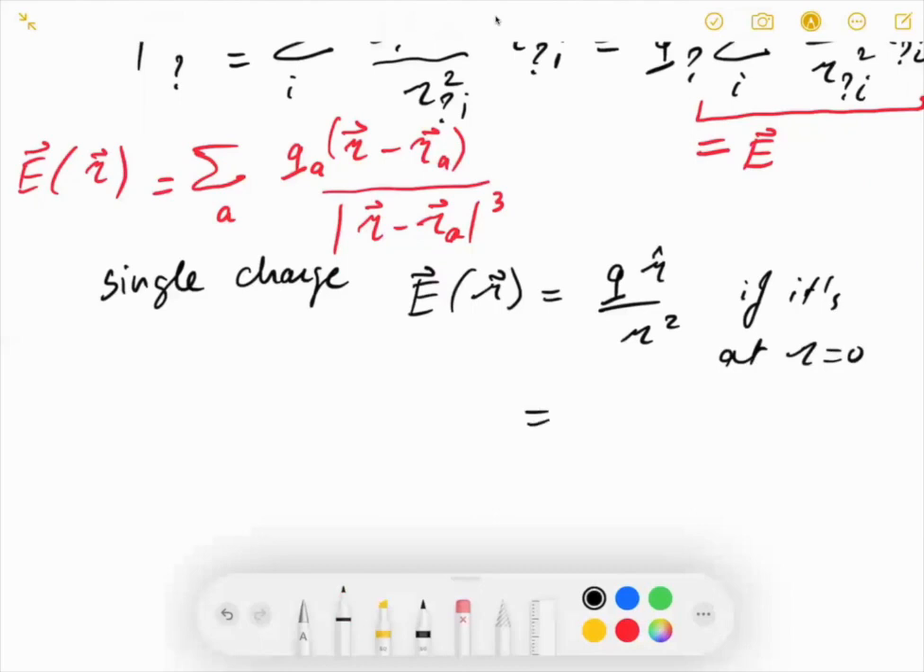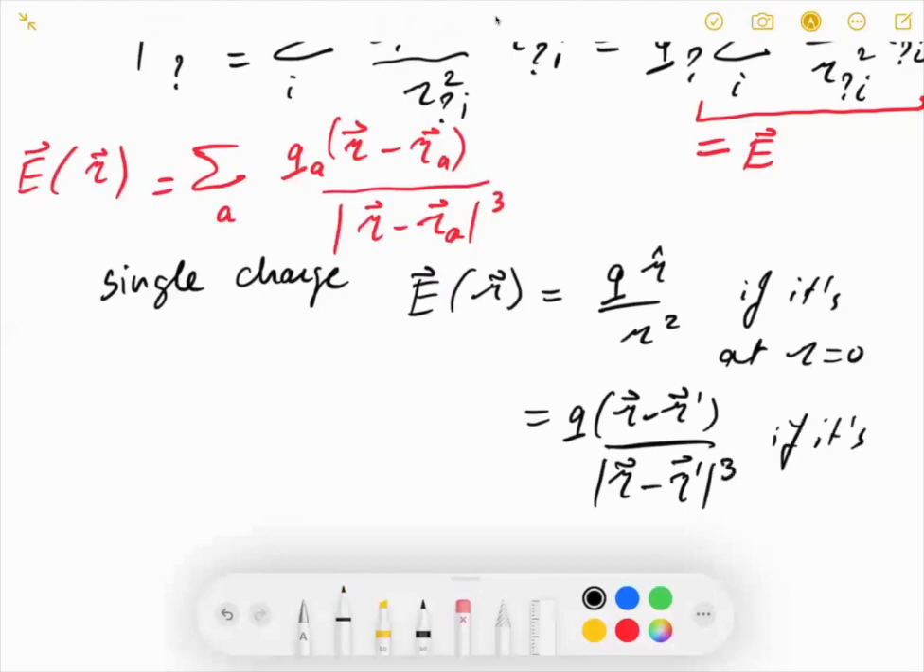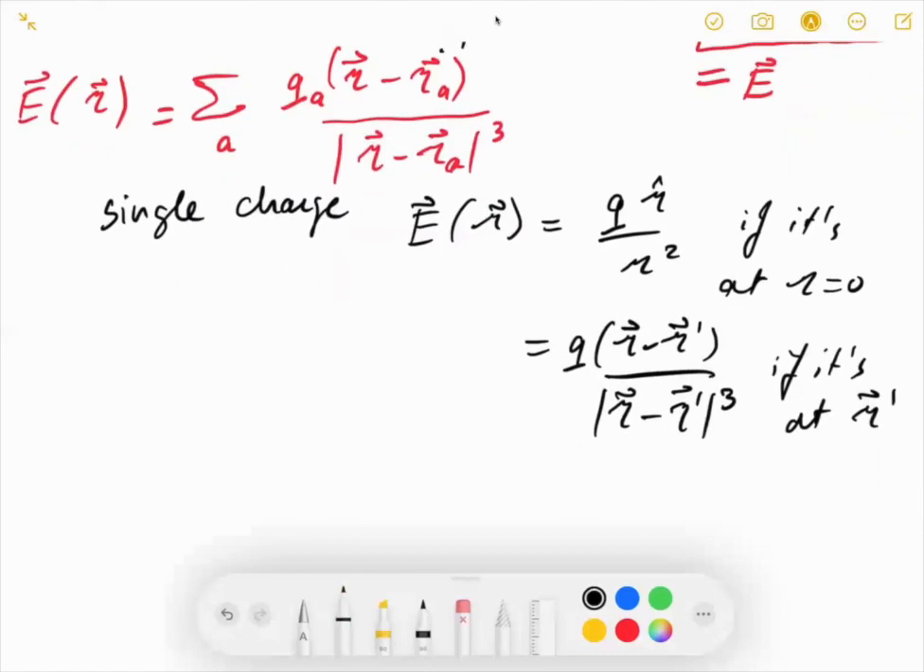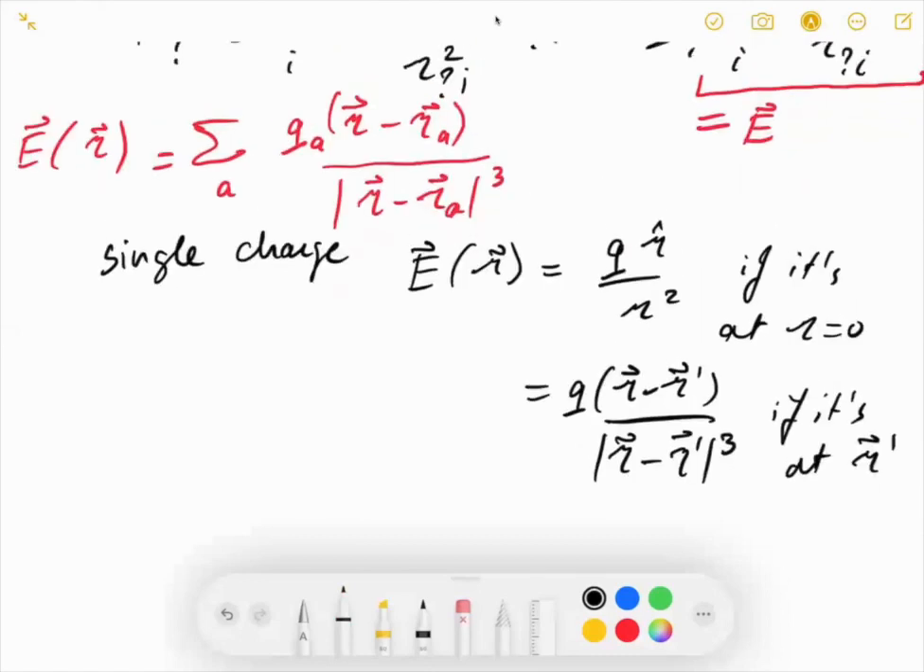or more general, if it's at some specified position R prime. And this is for a distribution of point charges. It's not too hard to generalize this for a system of some kind of a charge distribution.